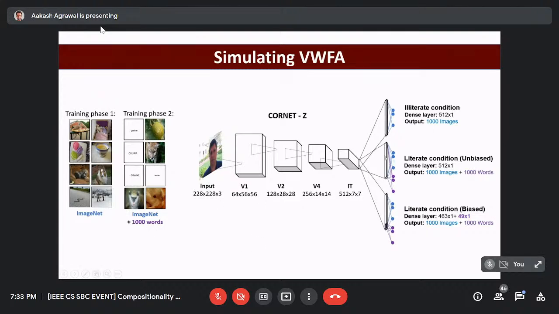And we have two variations of the literate condition. In one condition, we don't put any constraint: the output units receive input from all the units of the previous layer. We call this the unbiased network. In the third kind of condition, the biased network, we try to mimic a word form area, which is a localized region. So we said, what happens if these extra units, the word recognition category units, receive input from only a subset of the units in the previous layer. And so we had these three different networks.